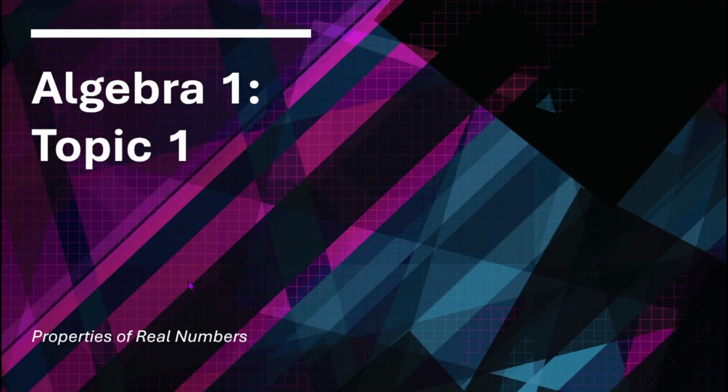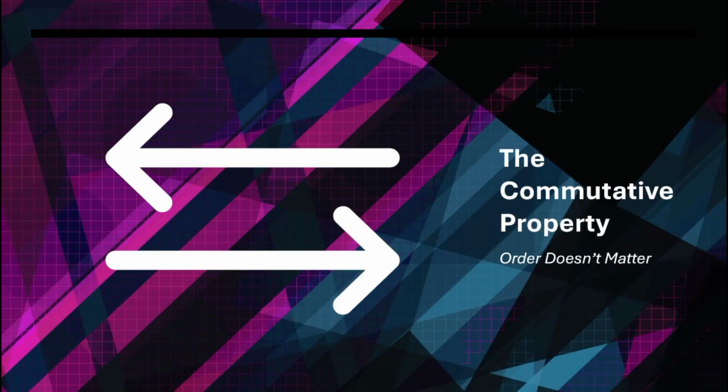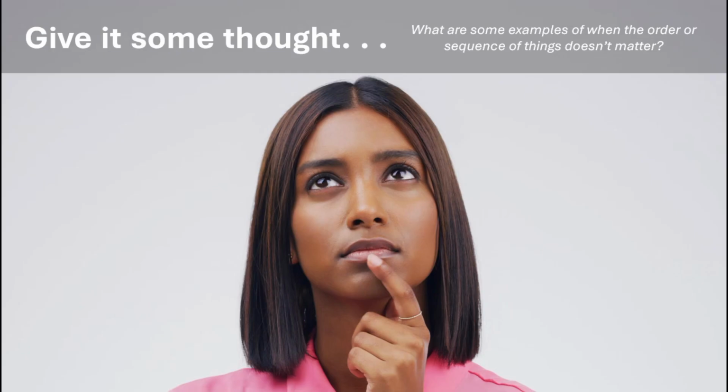So we're going to go over three properties in this episode. The first one is going to be the commutative property. And if there is a tagline or a hashtag that goes with the commutative property, it is that order doesn't matter. Okay, so let's think about that a little bit and ask ourselves, what are some examples of when the order or sequence of things doesn't really matter?